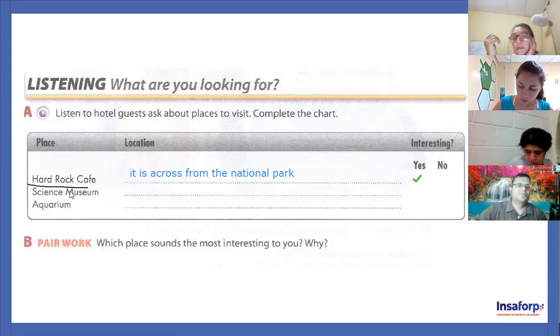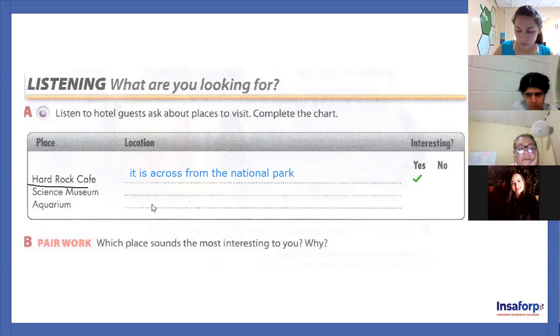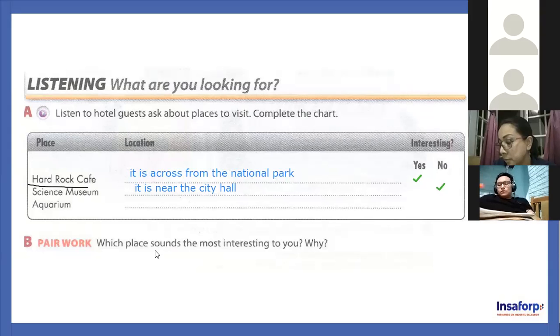Yes, they are. What about the Science Museum? Where is it? Where is it located? It's near City Hall. Okay, it's near the City Hall. And are they interesting or not, guys? No, right. Why aren't they interesting? The place is small. Yes, right. And it is mainly for kids.